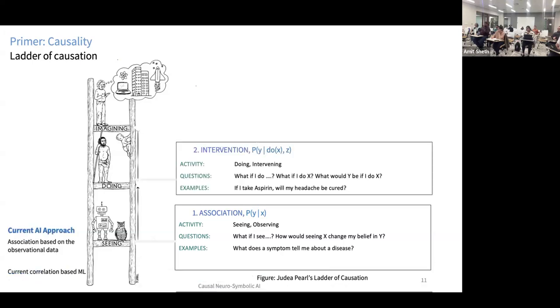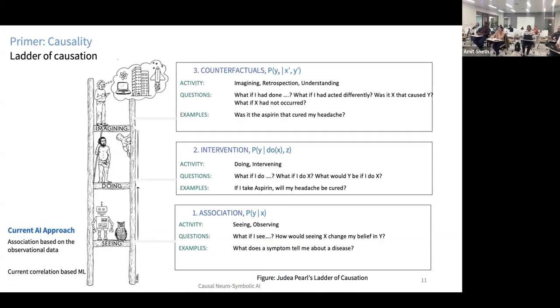Then the topmost rung of the ladder of causation is imagining. That is the counterfactual. You are hypothesizing, you're imagining, was it something else that had happened? Is that the reason my model performed in a certain way? Was it that I had set the hyperparameters to 10? Is that why my accuracy was 100%? So in the case of aspirin or headache, it could be, was it the aspirin that cured my headache, or was it that I took a short nap that cured my headache? So those are the counterfactuals that we can ask.